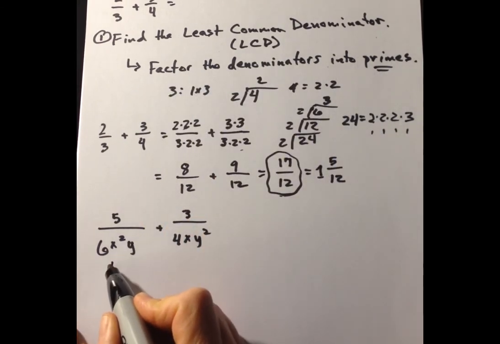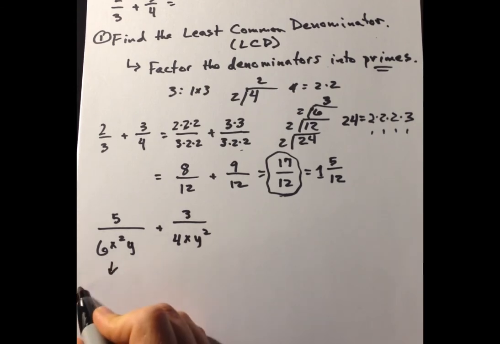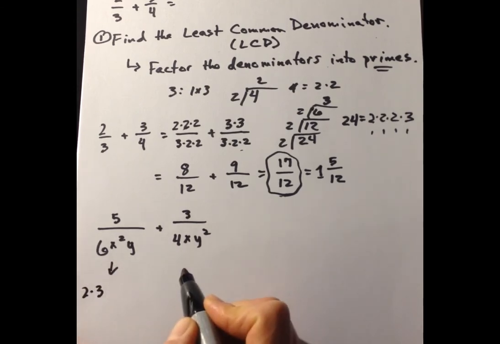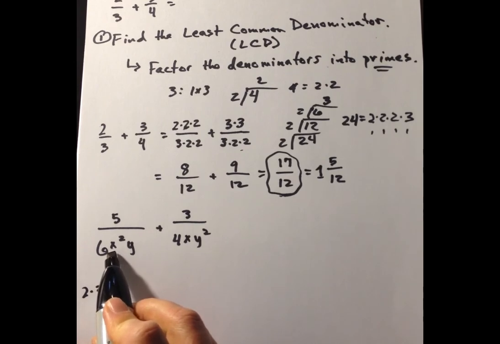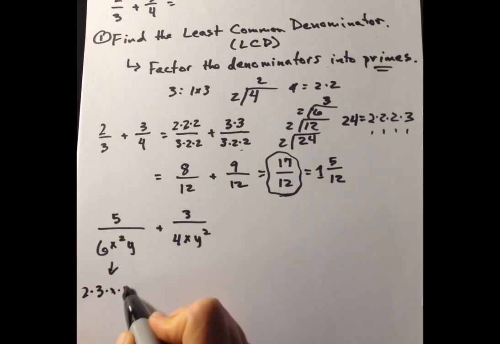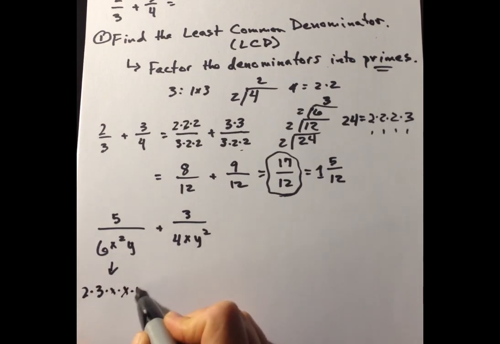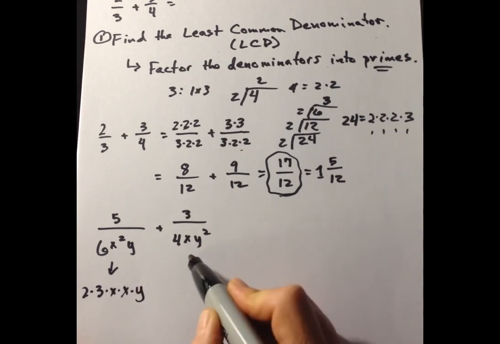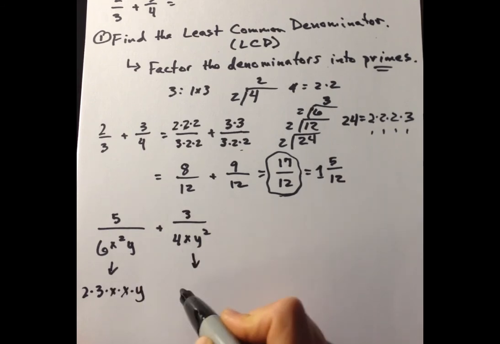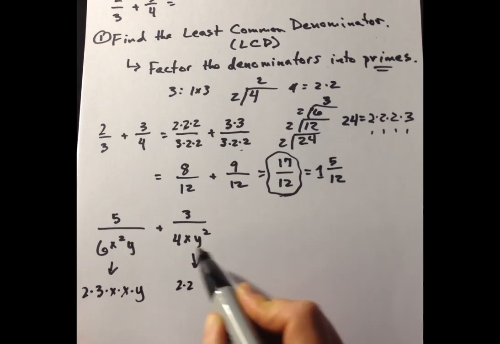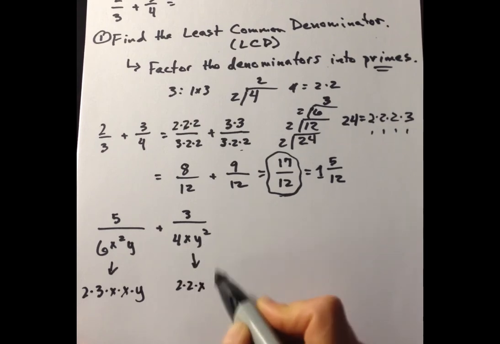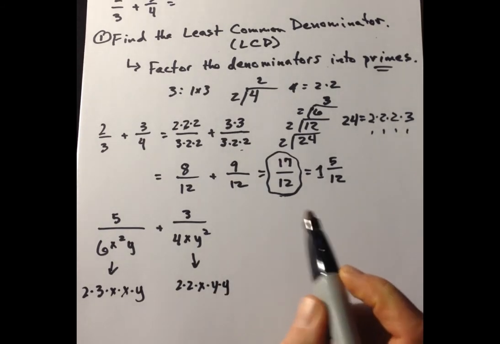In this case, the prime factors of 6 are 2 times 3, and of x squared are x times x, and of y, it's just y. In this case, prime factors of 4 are 2 times 2. We have an x, and we have 2 factors of y that need to go in there.